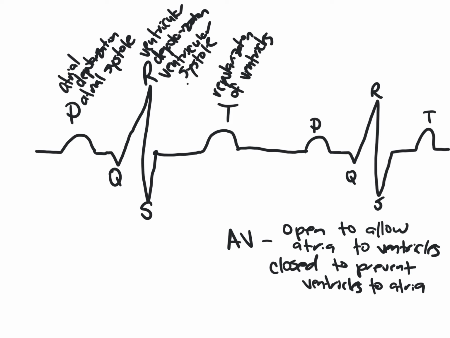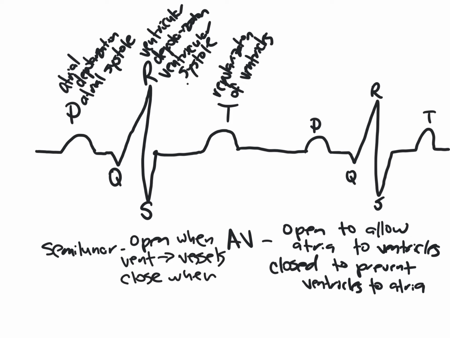Our other valve type, our semilunar valves, live between the ventricles and the pulmonary and the aortic vessels. And the semilunar valves need to be open when blood is leaving the ventricles and traveling to those greater vessels, the aorta or the pulmonary trunk. These valves will then close when blood is no longer leaving. Okay, so now let's think about what that means on our EKG, or what that would look like on our EKG.